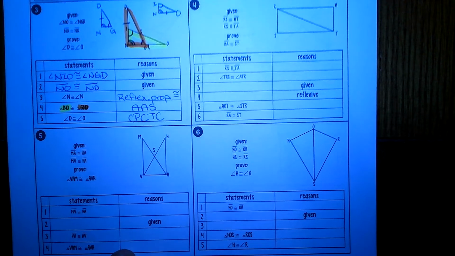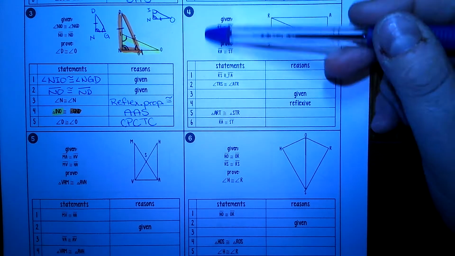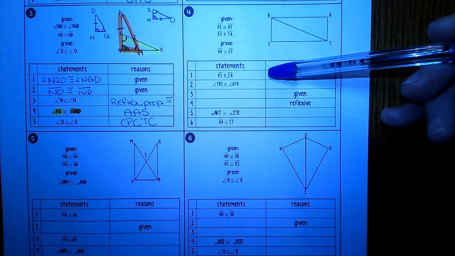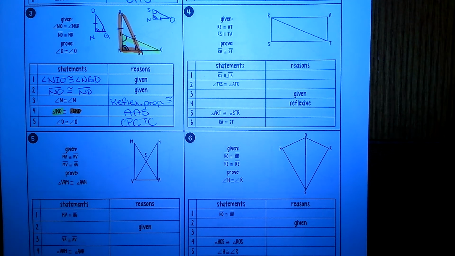Okay, welcome to example number 4. I'm going to explain it as I go. I hope you're getting into the pattern of reading what's given and marking it on the picture that's provided, and then going through step by step to give reason to the statements. All right, here we go.